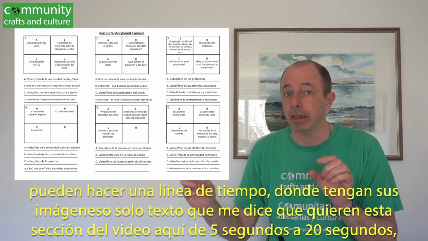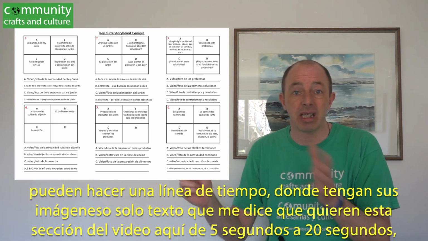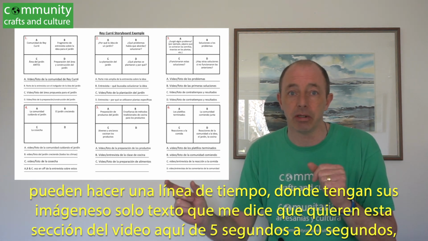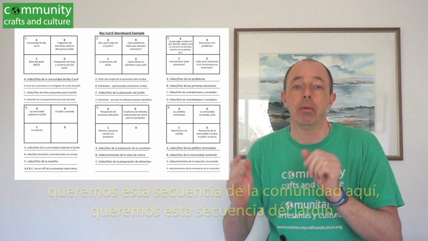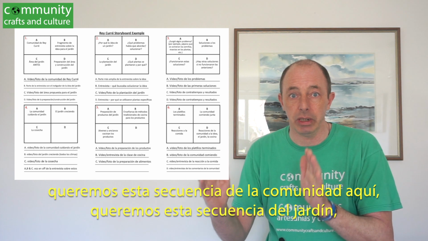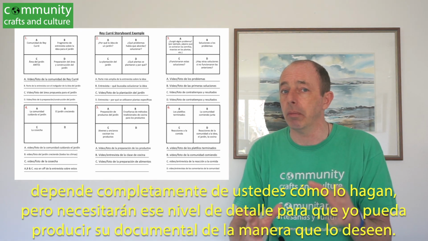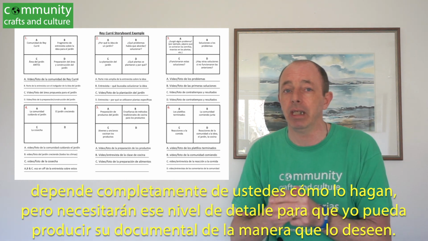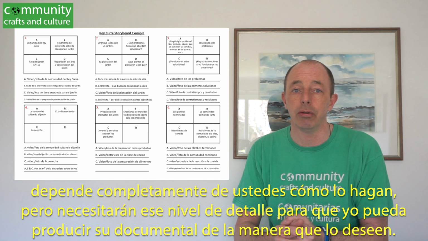You could do a timeline where you have your images or just text telling me we want this section of the video here from 5 seconds to 20 seconds. We want this footage of the community here. We want this footage of the garden there. So it's entirely up to you how you do it, but you will need that level of detail for me to be able to produce your documentary the way you want it.